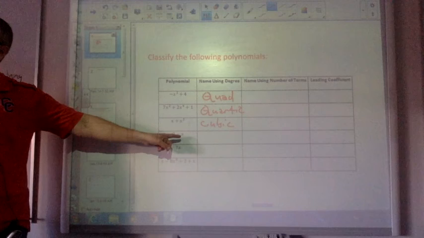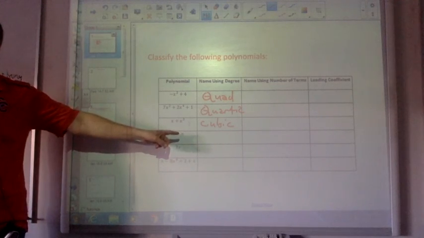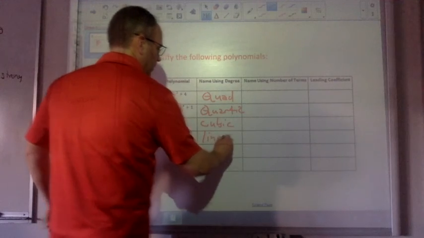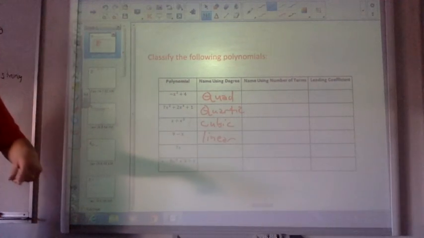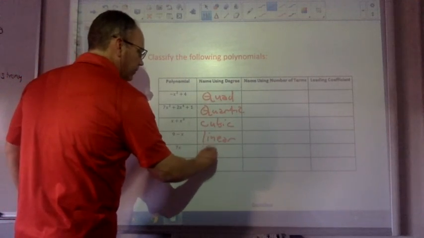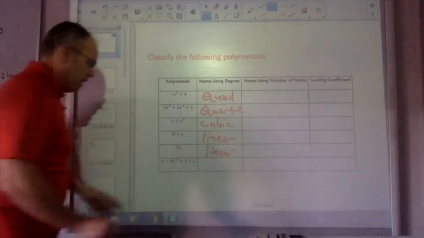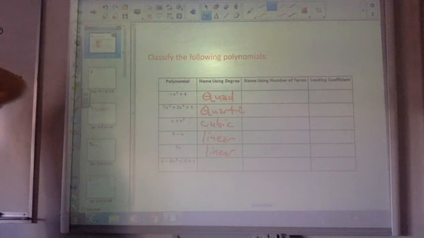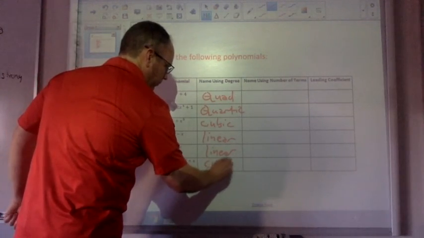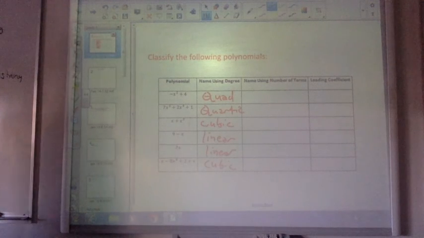X is raised to the first power, right? So it's linear. Good. 7x. X is raised to the first, so it's linear again. And then to the third? Cubic. Okay, is that okay?